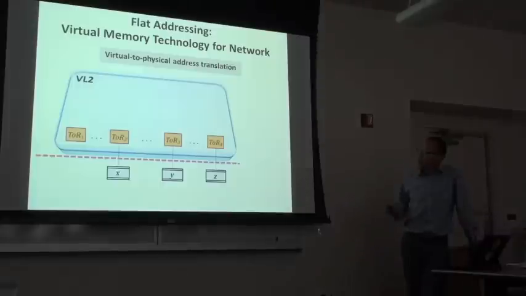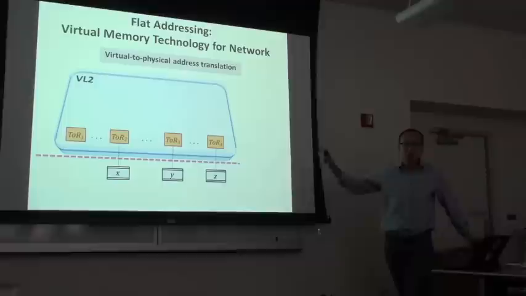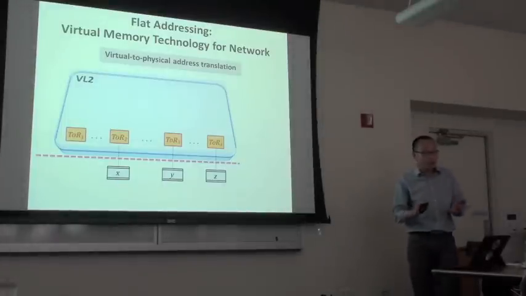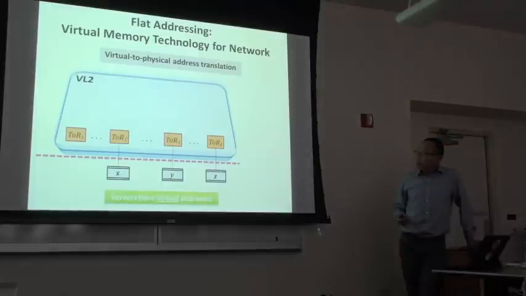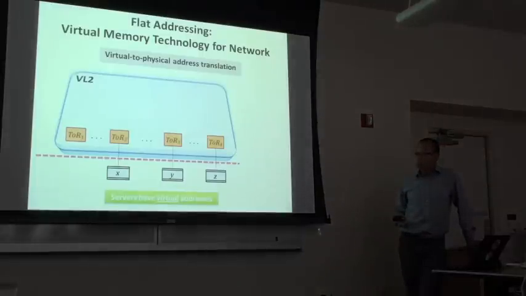So here is a VL2 network. Each top of rack switch hosts a rack of servers. I intentionally did not show the interconnection topology between these switches. I just left it blank because that's totally irrelevant for this flat addressing design. Now, these servers have virtual addresses.